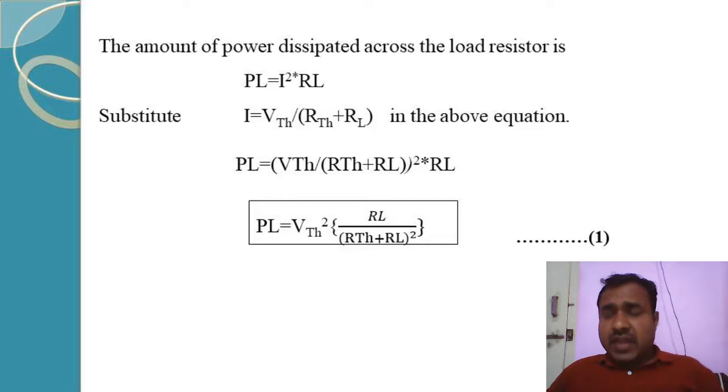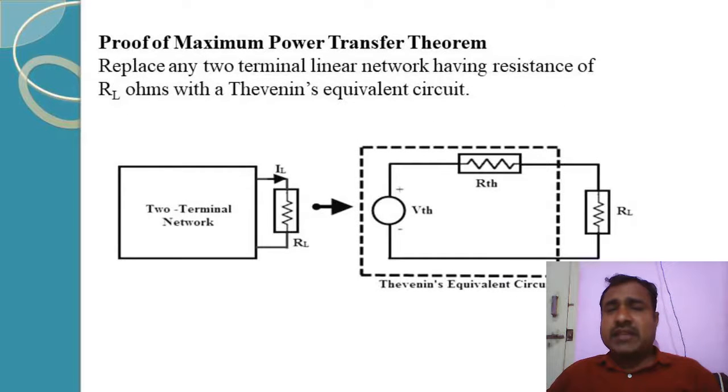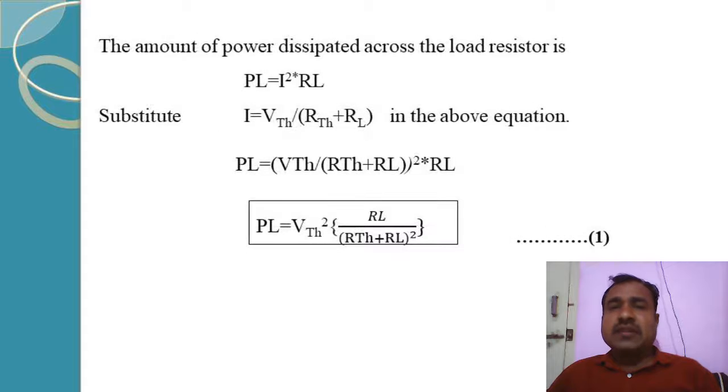Now I said I will make use of Thevenin's theorem. So this network is replaced by the Thevenin network. In this, the load current IL is given by VTH divided by RTH plus RL. So I am making use of that formula in this equation. Now substitute I equal to VTH divided by RTH plus RL in the above equation.